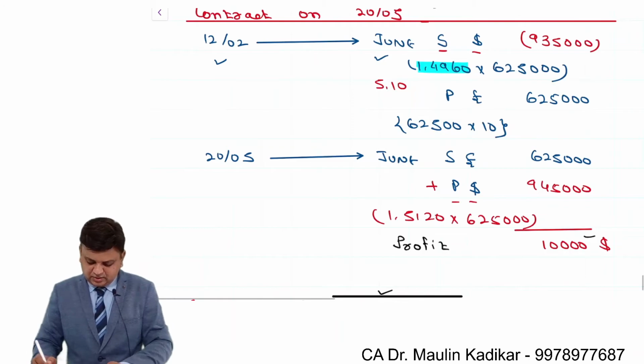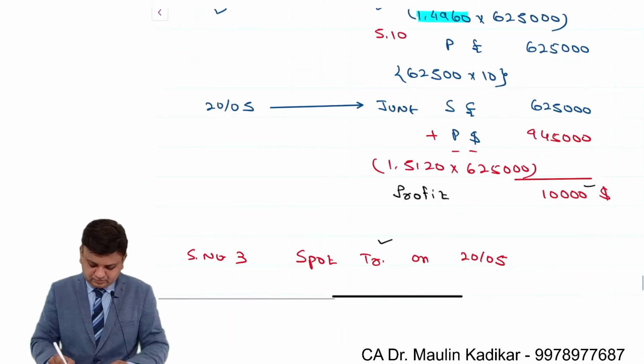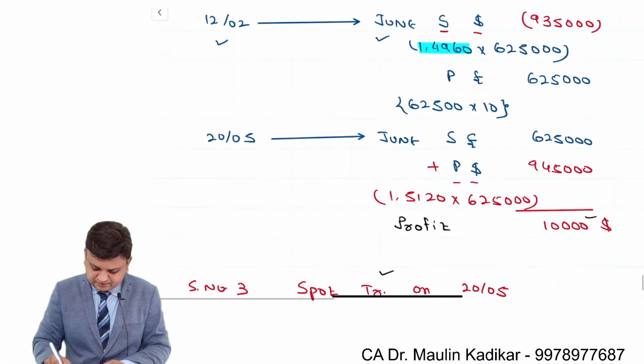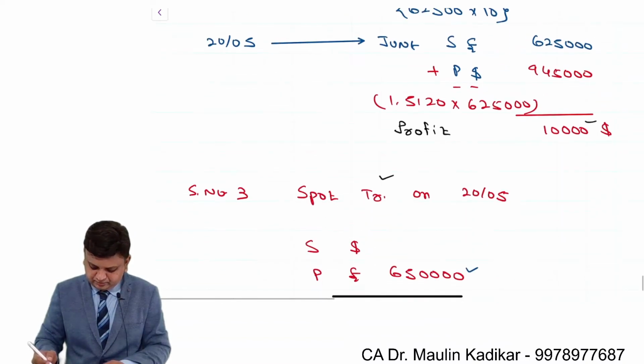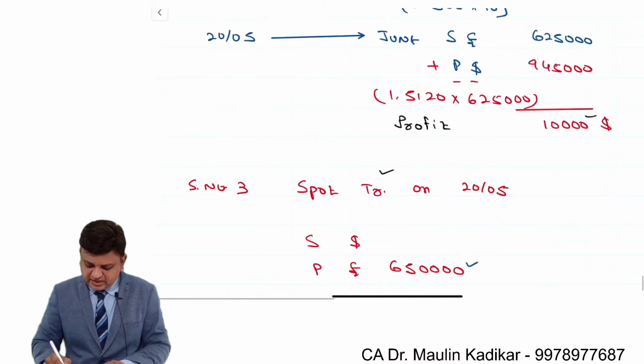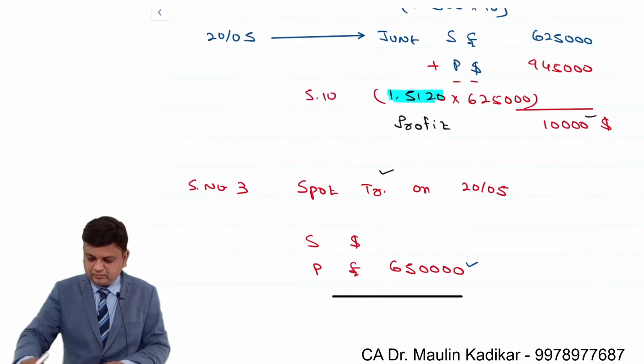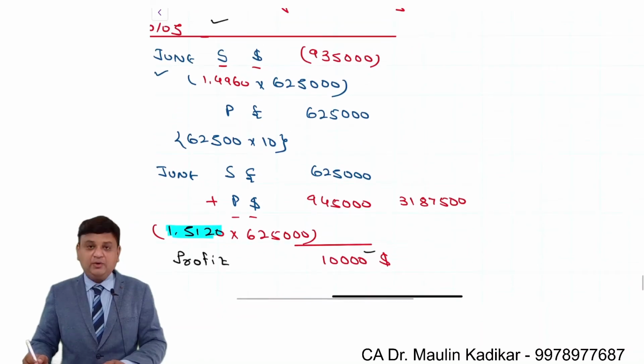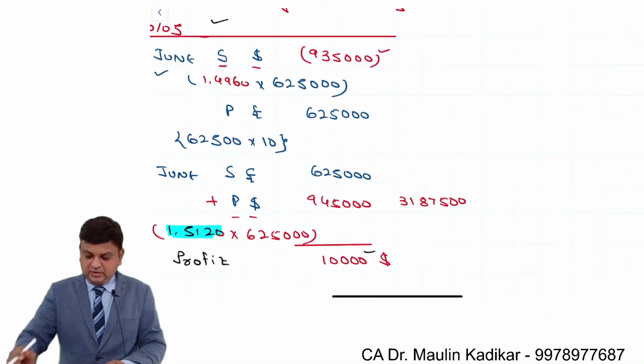I'm sorry, this rate will change. This is 1.496. Instead of 1.5120, let us say it is 5.10. So use your calculator. 5.1 into 6,25,000. So can we say that it is 31,87,500? This is the amount of the dollar that you will receive, and you have to pay only 9,35,000.